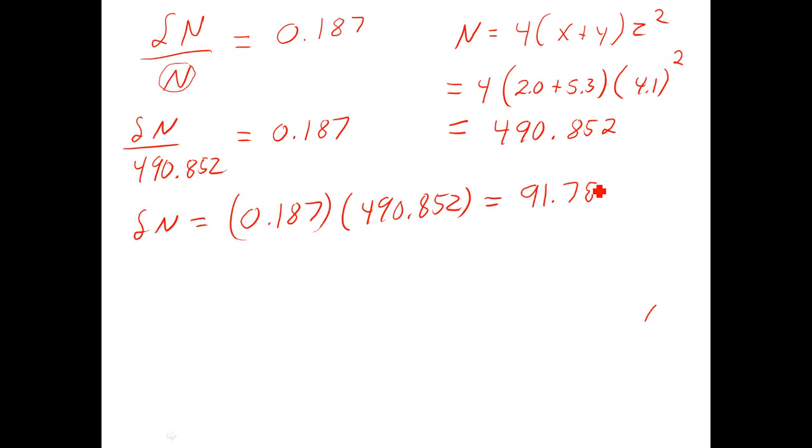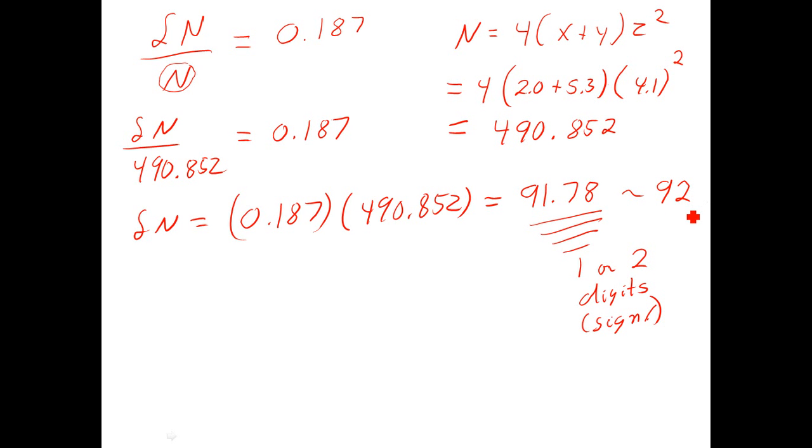91.78. Now, one thing I want to say about this uncertainty value is that it should only ever have 1 or 2 significant digits. So right away I want to think about writing that as maybe at best 92.